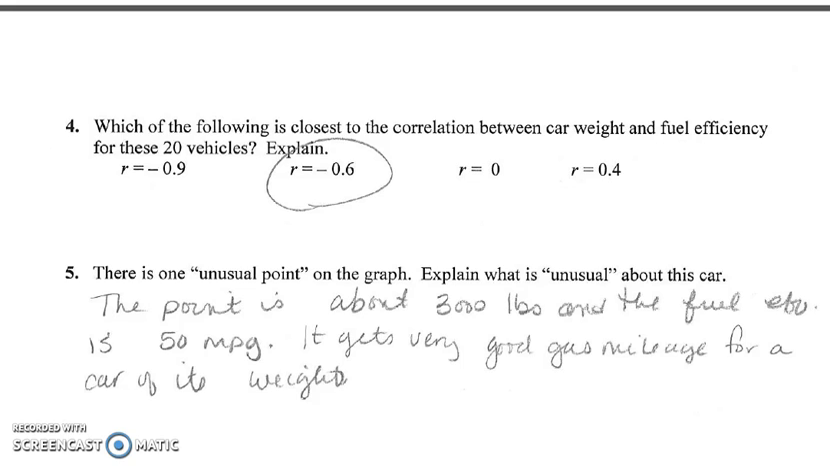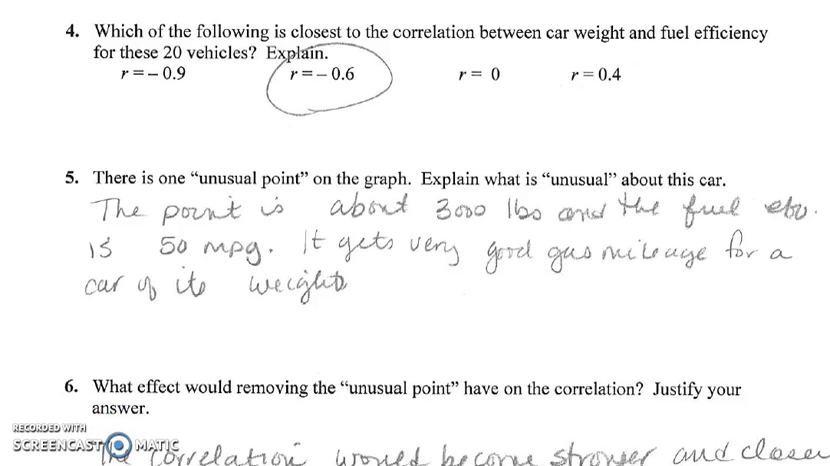It's very easy to just jump to conclusions and pick the negative 0.9, but you have to take into consideration the outlier that's going to greatly affect R, because R is non-resistant, and so therefore that one outlier greatly affects the strength of the correlation, so it would be a negative 0.6.